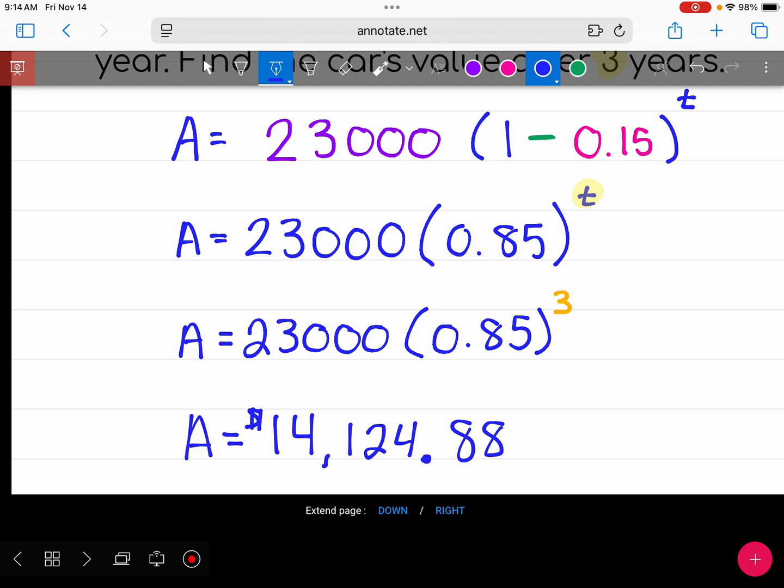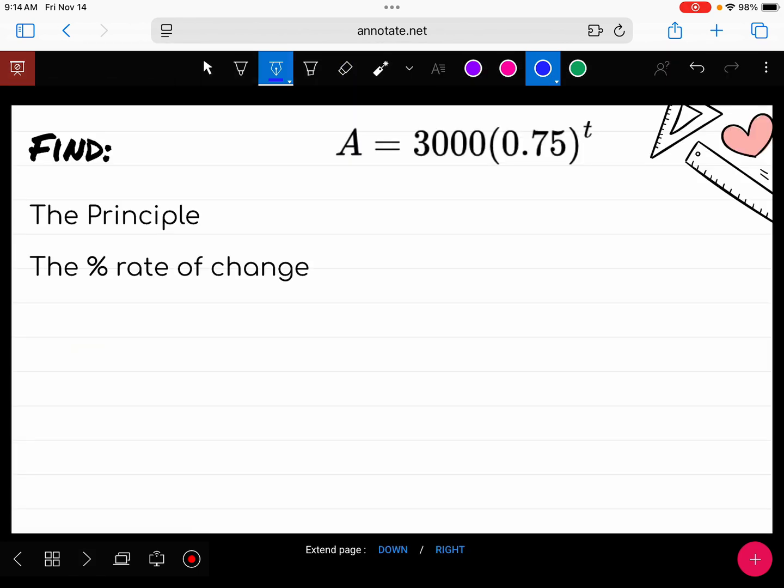Okay. So we've done these before. It's been a long time, but we've done them before. We're going to do one where I just give you an equation, and we're going to find our pieces independently for a second. We're going to have one more before we go to the next story. Our A equals 3,000 times 0.75 to the t. What is our principal, or our starting amount? And can we identify what rate of change we have? What's our percent?